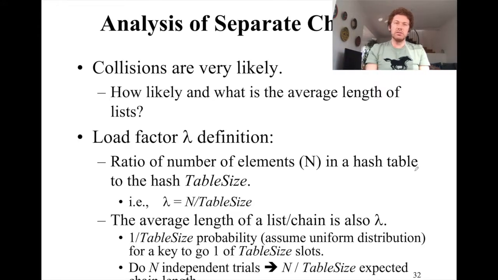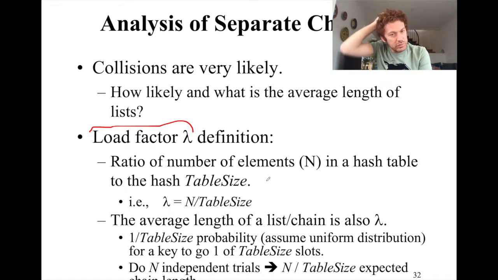So now let's analyze it. Collisions are likely to happen. To give a formal description, I need to introduce the load factor, lambda. It is basically the ratio of the number of elements in the hash table to the hash table size, so n over table size. So if the table is completely full, then n over table size, lambda, will be 1.